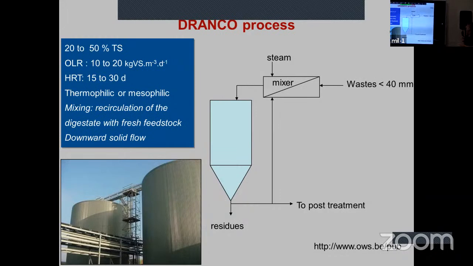Another process is the Dranco process. It can go up to 50% TS, with an organic loading rate between 10 and 20 kilograms VS per cubic meter per day. Hydraulic retention time is between 15 and 30 days. Again, it can be operated in thermophilic or mesophilic conditions. And now the mixing is operated thanks to the circulation of the digestate with fresh feedstock.